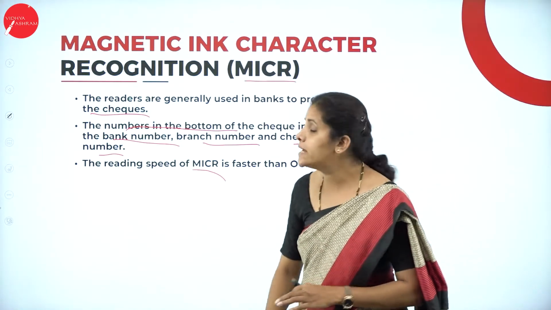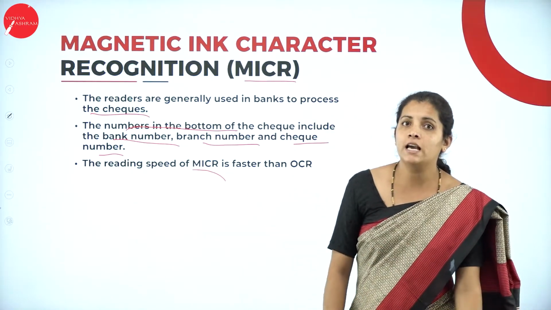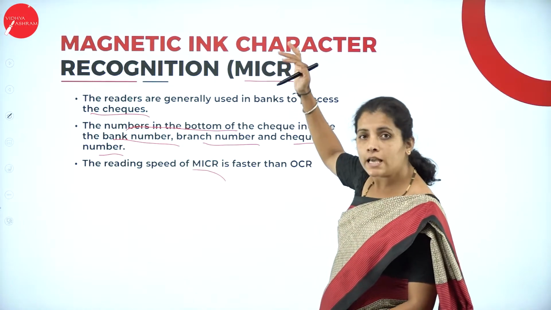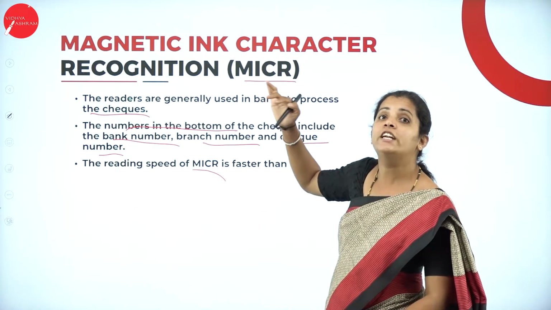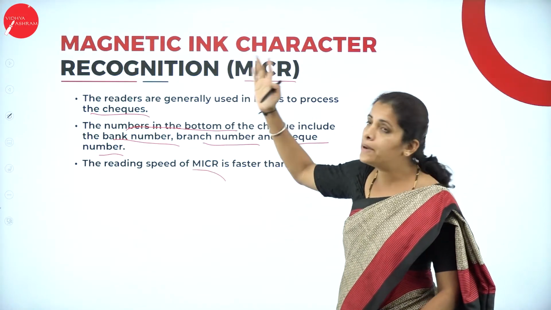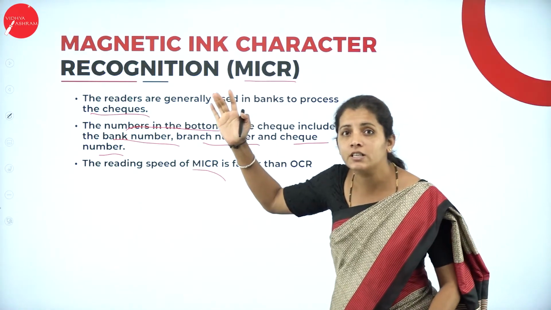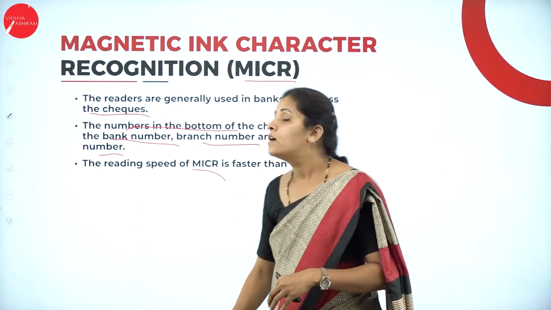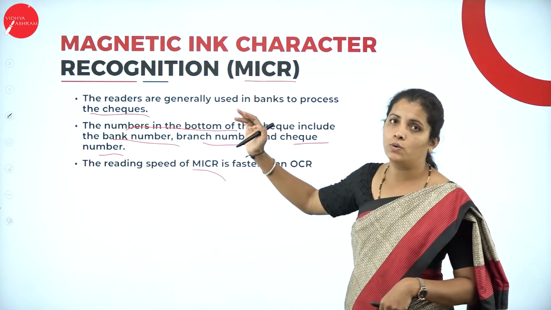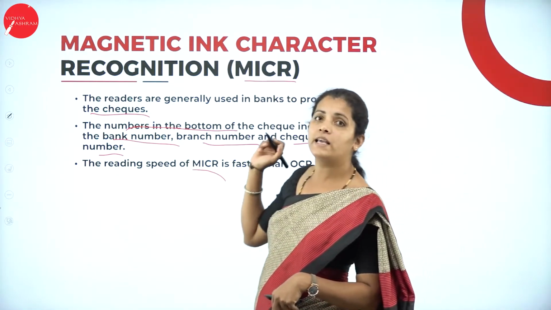Dear students, then what are the disadvantages of MICR? MICR is capable of reading only 10 digits and some special characters. Alphanumerical characters are not allowed. These are some of the disadvantages of MICR.